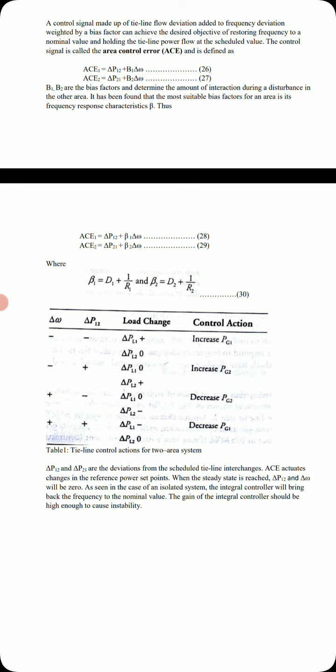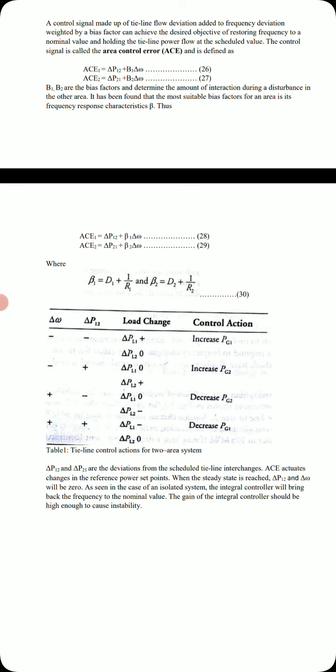ACE actuates changes in the reference set point. When steady state is reached, delta P12 and delta omega will be 0. As seen in the case of the isolated system, the integral controller will bring the frequency back to the nominal value. The gain of the integral controller should not be high enough to cause instability.